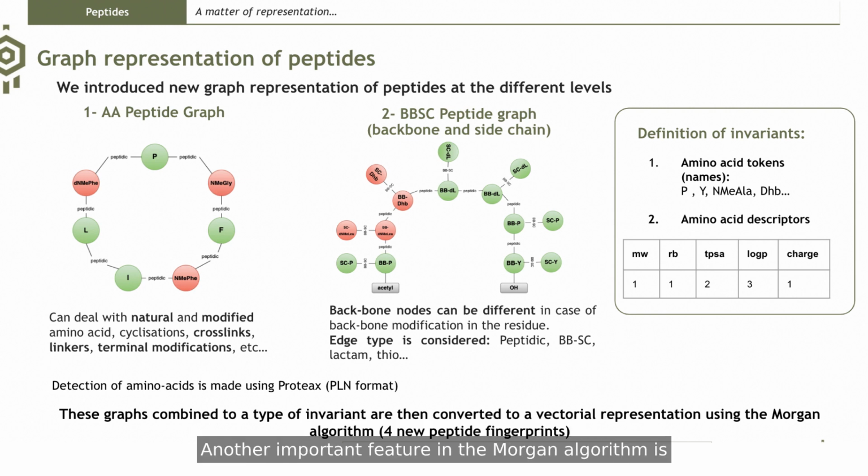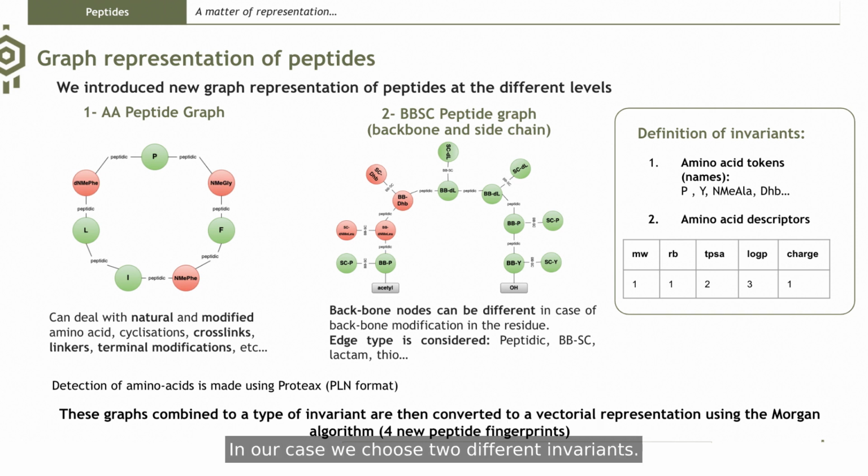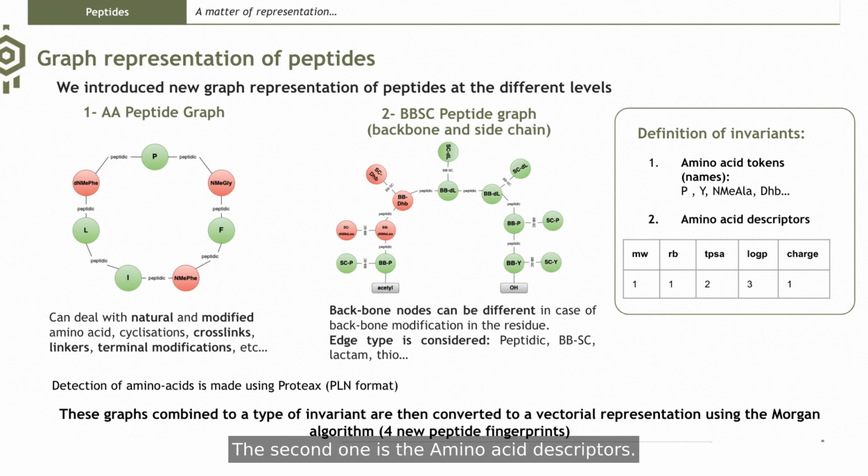Another important feature in the Morgan algorithm is the choice of invariants to define each node content in the graph. In our case, we choose two different invariants. The first one is the amino acid token or name that will be used to represent each node. The second one is the amino acid descriptors. Following user input, a list of descriptors is computed for each node of the graph. The descriptor values are then binned into intervals.